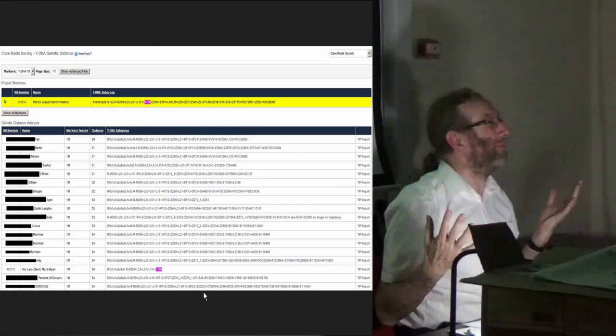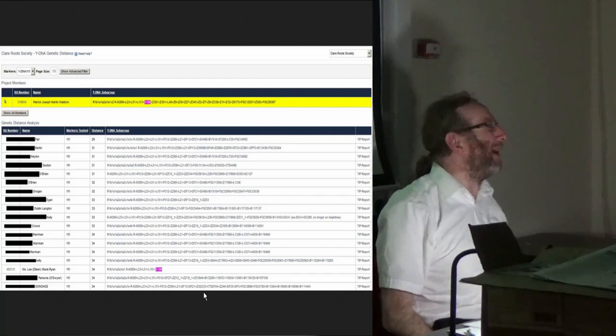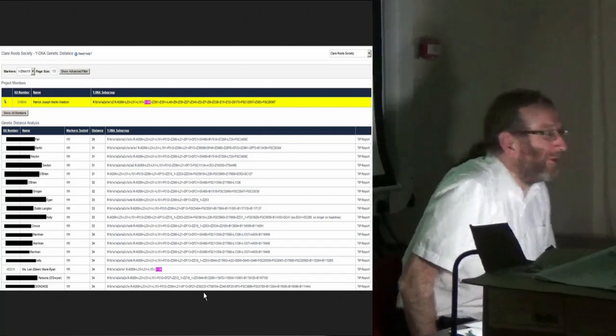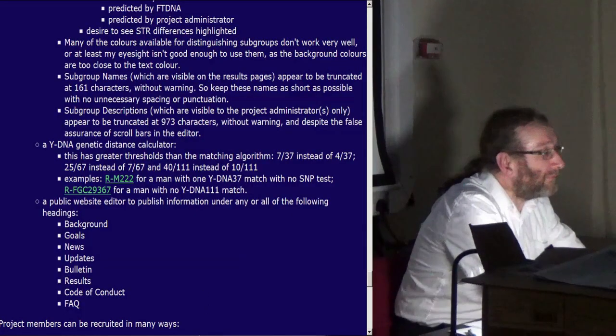So again, I must come from a line where everyone had daughters and there were no sons, or something like that. I have no matches based on surnames. I have no close matches based on DNA mutations either. And then you can edit the public website.